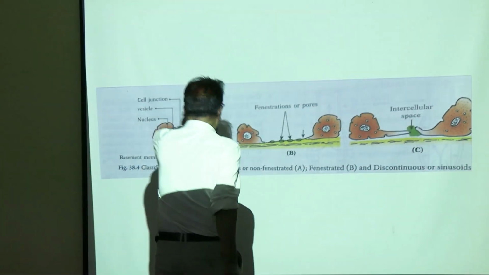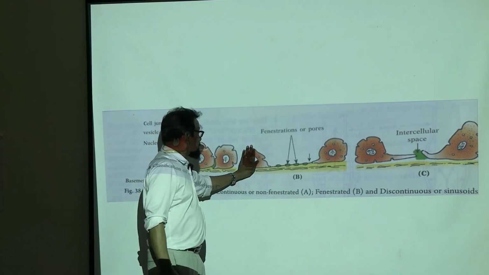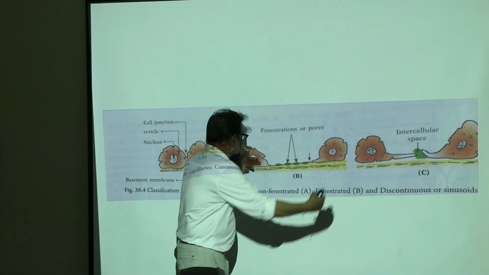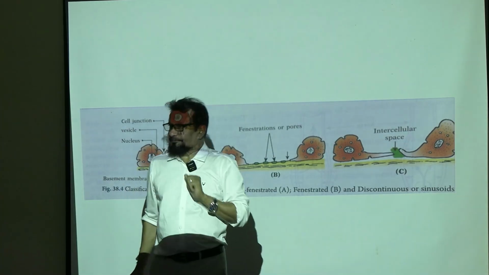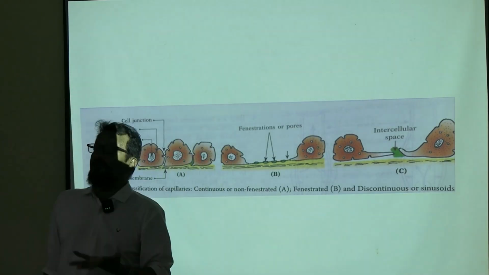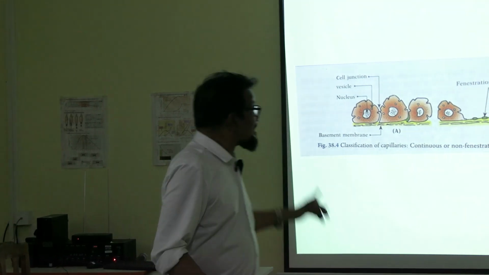And the second type of capillaries is this type, fenestrated. This is one cell, this is one cell. In between, there are small gaps. These are called fenestration. So some capillaries are fenestrated.